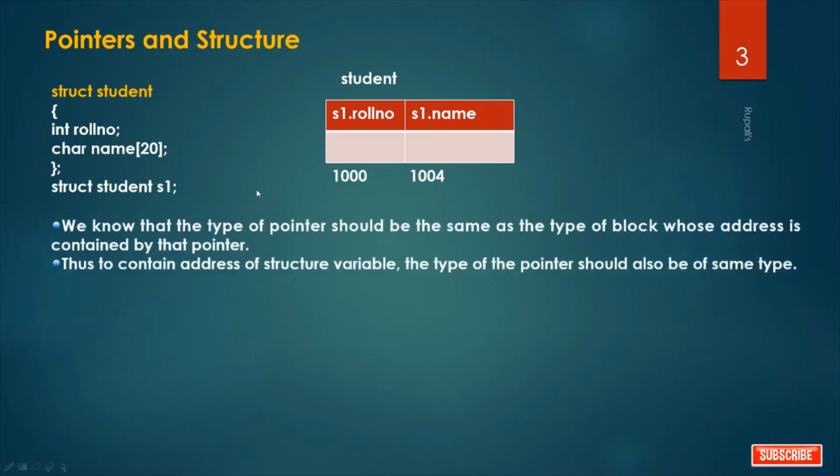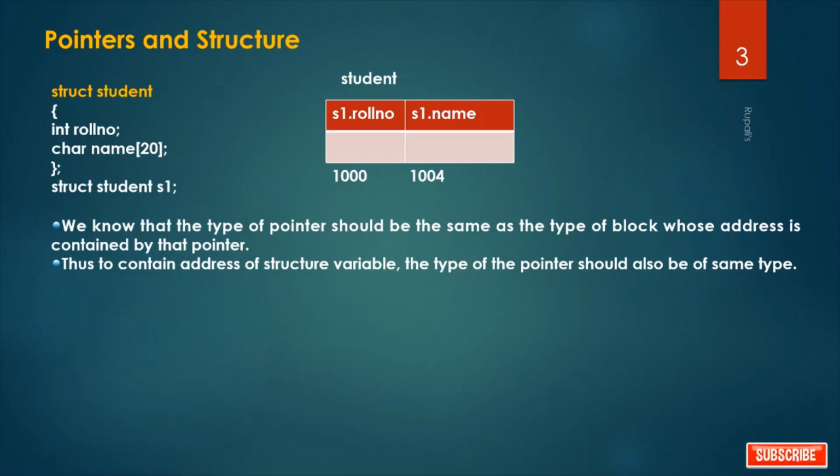Now we know that the type of a pointer should be the same as the type of the block whose address is contained by that pointer. Means what? If I write int i, then i is an integer variable. If I write int star p, p can contain the address of an integer. So the type of i and the type of p are the same: int i and int star p.